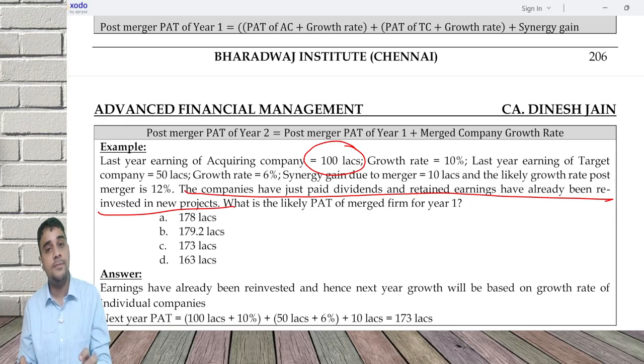100. TC 100 plus 50, 150. What is the synergy gain? 10. 160, add 12% on that. In case that line was missing. But they are saying already everything is done.